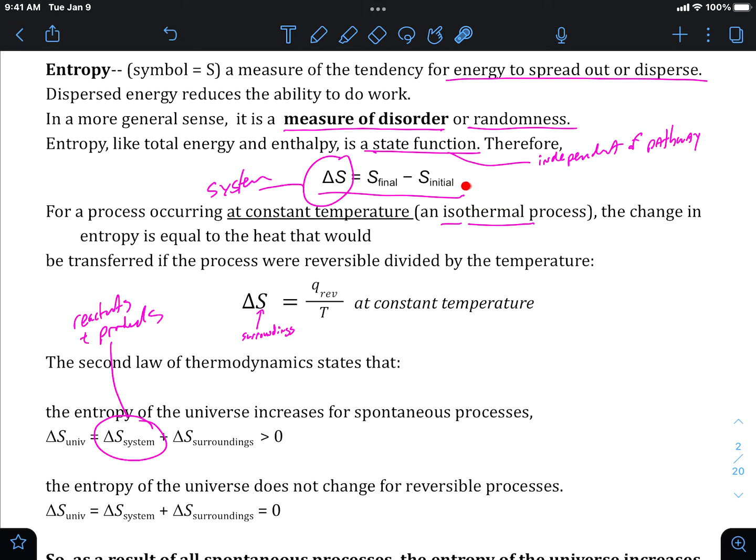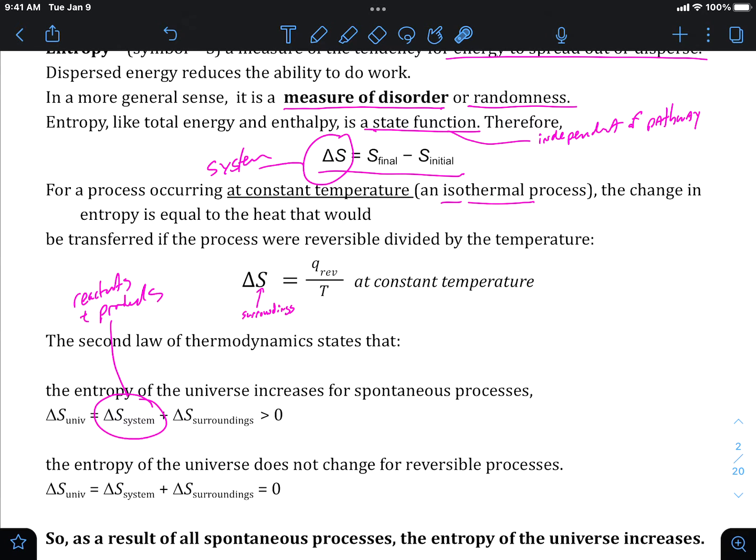There was a column of data that we have not used up until now, and that was absolute entropy values for each of the compounds. So if I gave you a reaction and said, find the change in entropy for this reaction, you would use those values, products minus reactants. Okay, and that's how you would find the system entropy, change in entropy.